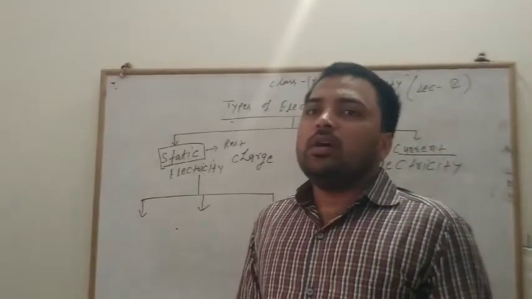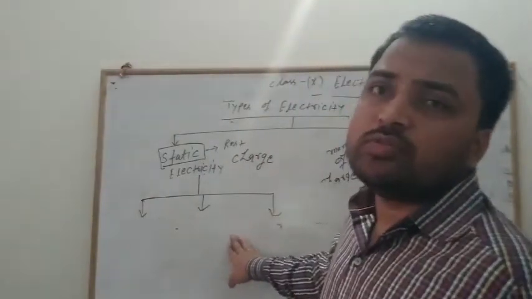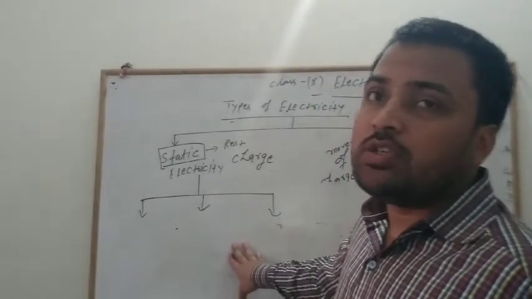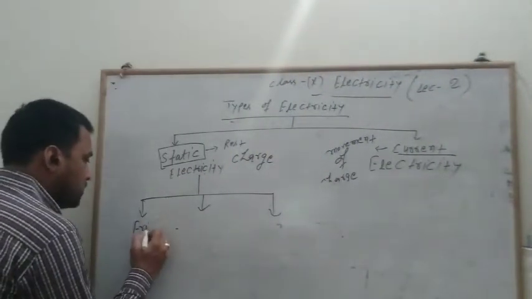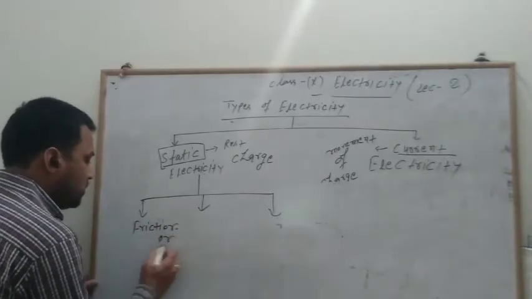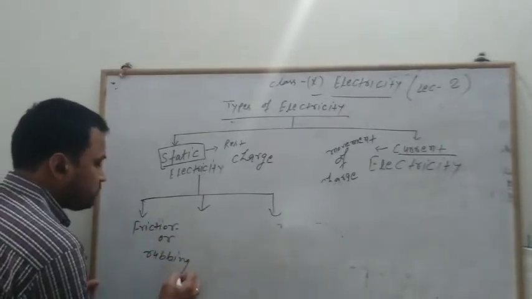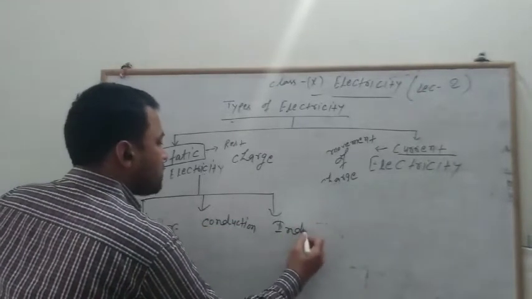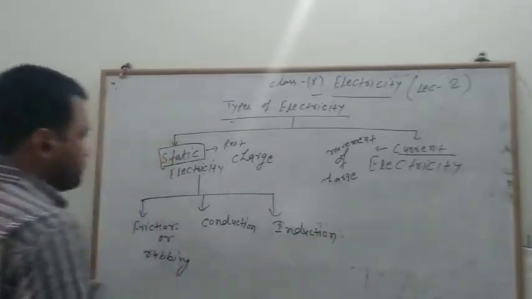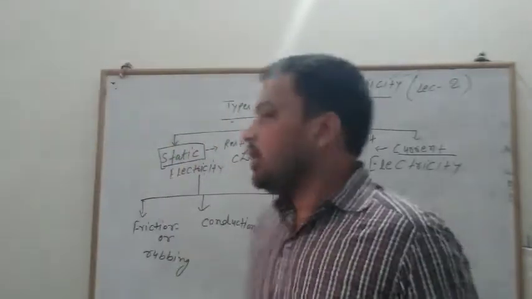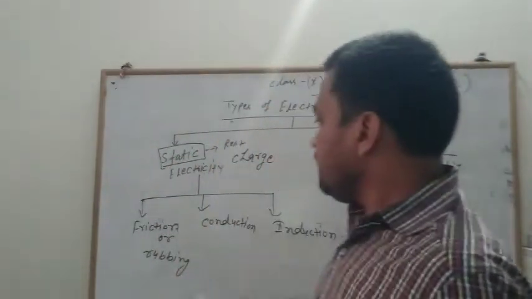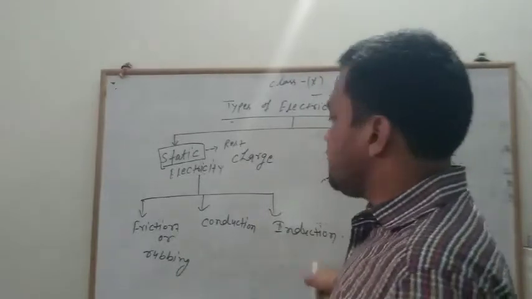Static electricity has three methods. So there is an imbalance of charge within or on the surface of a body by three methods. First is friction or rubbing, the second is conduction, and the third is induction.